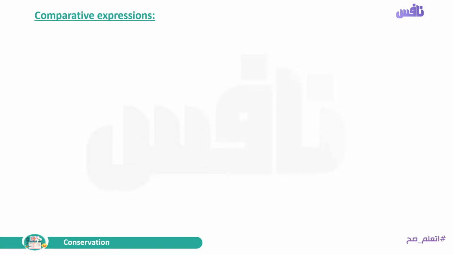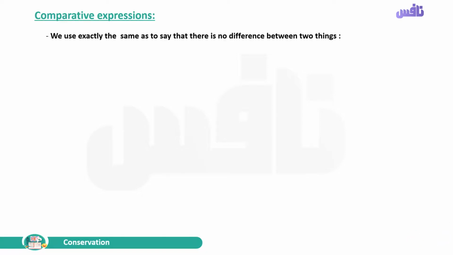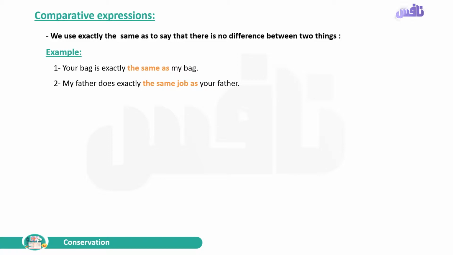We have the comparative expressions. Comparative expressions means the expressions that we use to compare between two things. We use exactly the same as to say that there is no difference between two things. The first expression, the same as. It means that two things are the same. Example. Number 1. Your bag is exactly the same as my bag. Number 2. My father does exactly the same job as your father.